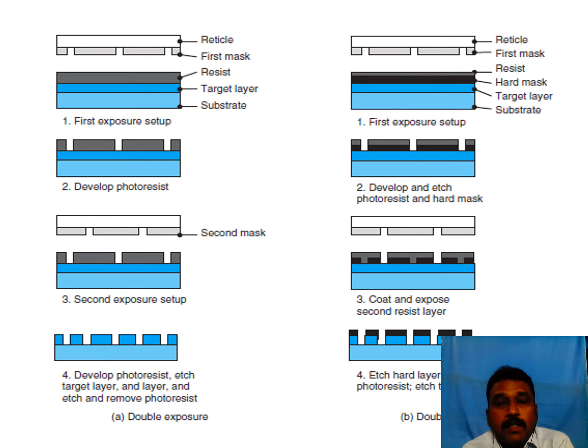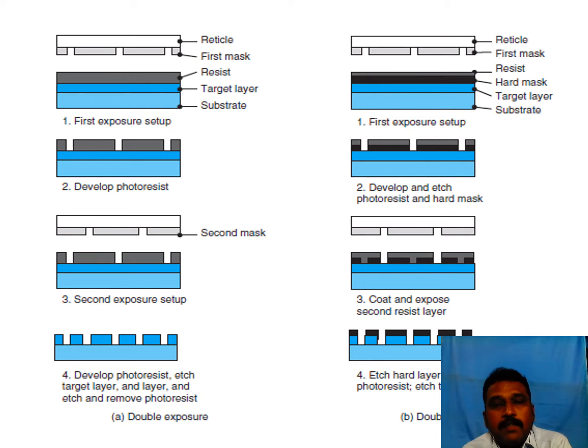You can see that double exposure. The same principle here. You see that is the substrate and then the target layer. Over that we are having a resist, photoresist, and then the mask and the reticle. Then develop the photoresist, and then the second mask, and then the second exposure, and then develop the photoresist, and etch the target layer. Etching means the remaining layers have to be removed. Then finally we will get the shape of the resist in that wafer.